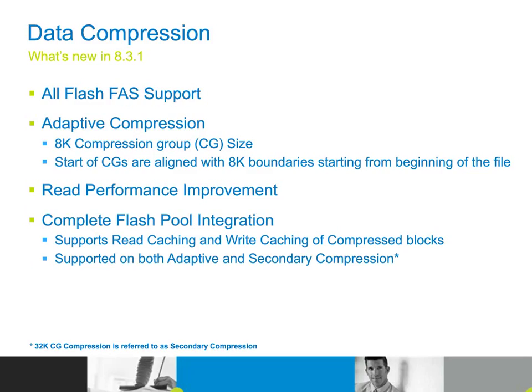So alongside the storage efficiencies that deduplication brings to the house, we also have some data compression enhancements in 8.3.1. All flash FAS support for data compression. There is adaptive compression, so it's an 8K compression group size, and the startup compression groups are aligned with 8K boundaries, so from the beginning of the file. Basically, compression is inline now as well. So that doesn't bring some read performance improvement, but we do have inline compression with little to no controller penalty in 8.3.1. And then that is also extended down into the Flash Pool integration. So read caching and write caching of compressed blocks, and that's on both adaptive and secondary compression.